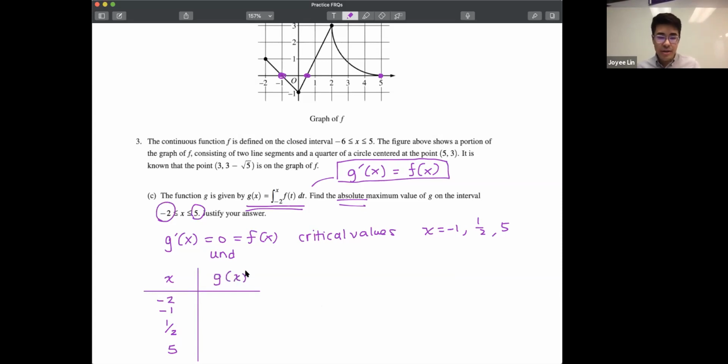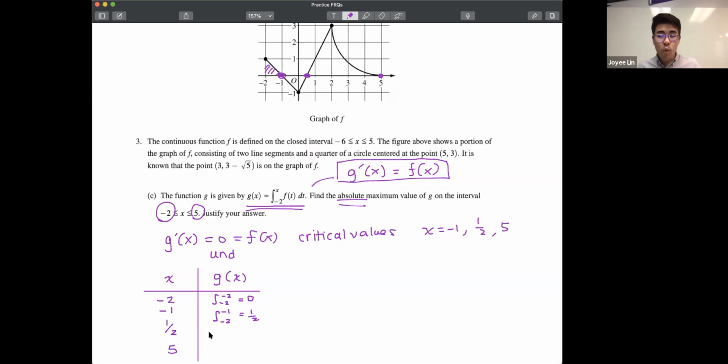Well, let's start here. Well, -2. If we look at g of x, it's just the integral from -2 to -2. So if we just plug in -2, that integral is just equal to 0. And then for the next one, we were trying to find the integral from -2 to -1. Well, what's that? That's just the area of this triangle right there. So that value is just 1/2.